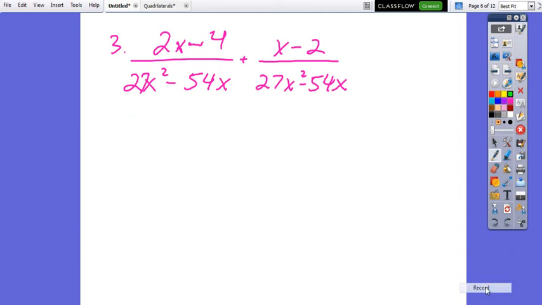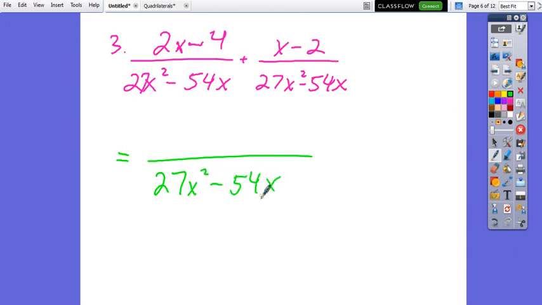Okay, so notice the nice thing about this problem is that the denominators are the same. So we're going to rewrite our denominator, 27x squared minus 54x. And then I'm going to combine my numerators, which is very simple. Combine like terms. 2x plus x is 3x. Negative 4 minus 2 is negative 6.